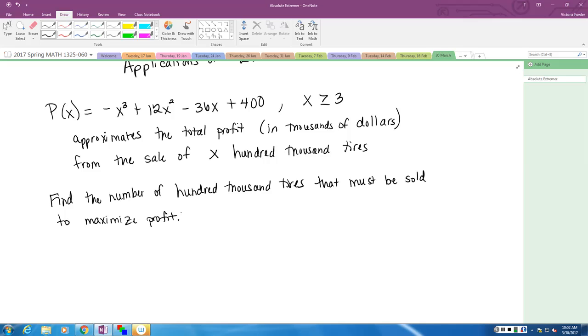So I'm given a function. I've got some units. It's asking me for the number of 100,000 tires that must be sold to maximize profit. And so I will actually be responding with an X or Y value. X, because it says to find out about the tires. So I'm looking to see where the max profit is. I want to know the number of tires.